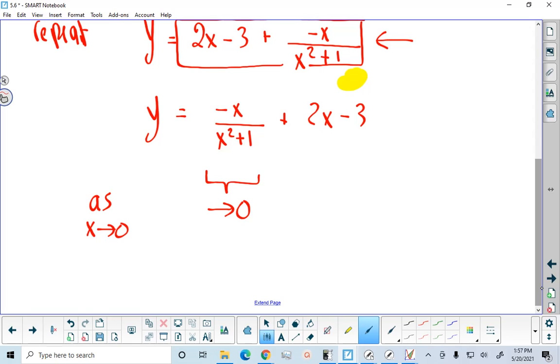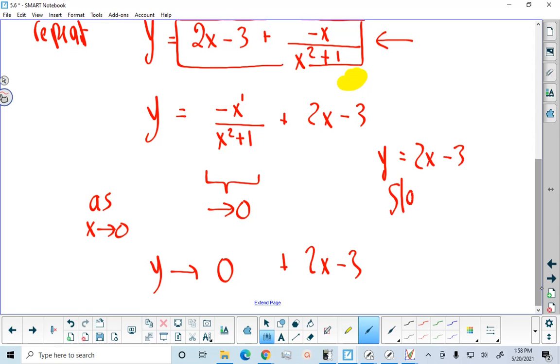Exactly. That's the exact reason. We could figure out the limit as x approaches infinity of this, but if the degree on the bottom is larger than the degree on the top, that rule from Math 30-1 is very useful. That means it will approach 0. So as x approaches infinity, that approaches 0. That means as x approaches infinity, y will approach 0 plus 2x minus 3, which means y equals 2x minus 3 is the slant asymptote.